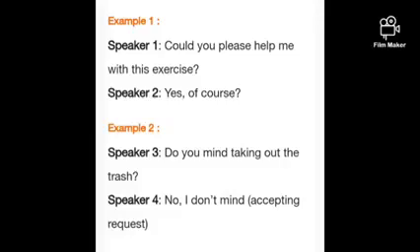So these conversations or small dialogues talk about how we can make a request and how we respond. Okay, so for example, we have the expression in example number 1, could you please? And in example number 2, we have do you mind? And responding, we have yes, of course, no, I don't mind. These are expressions to accept a request.